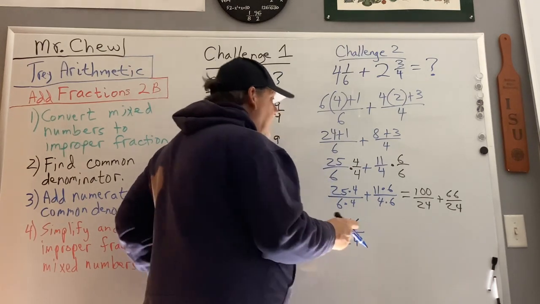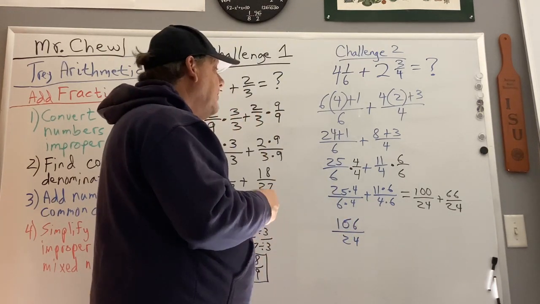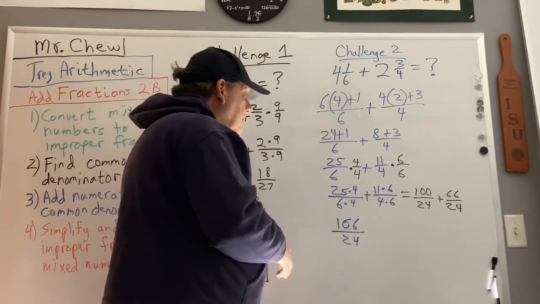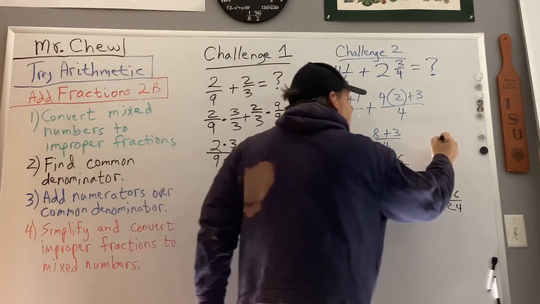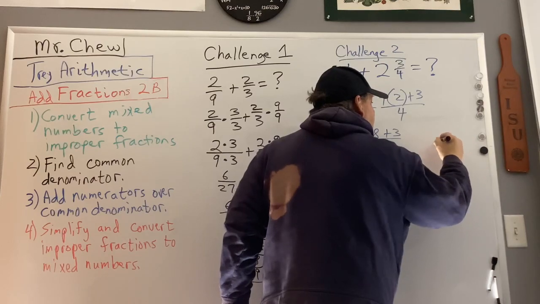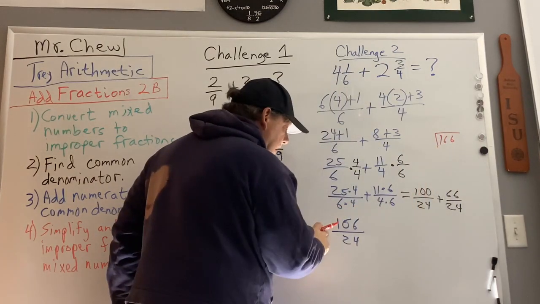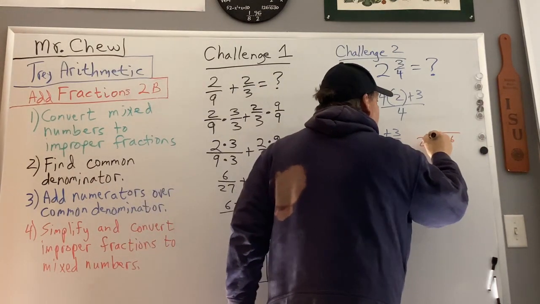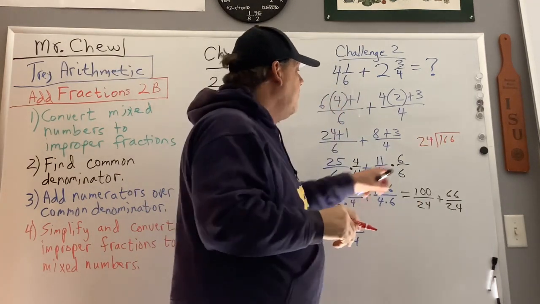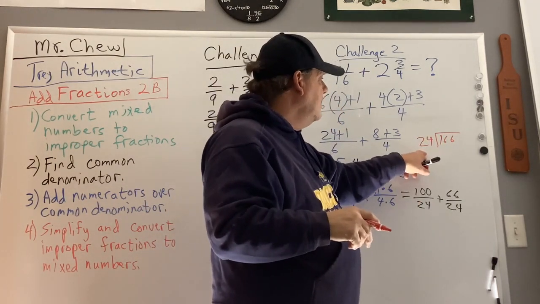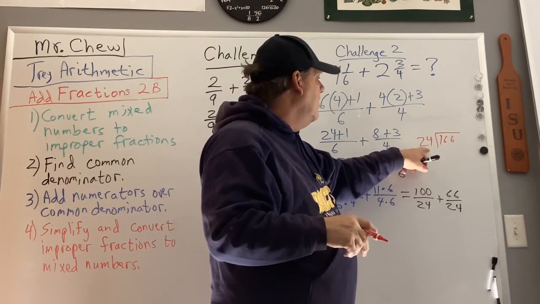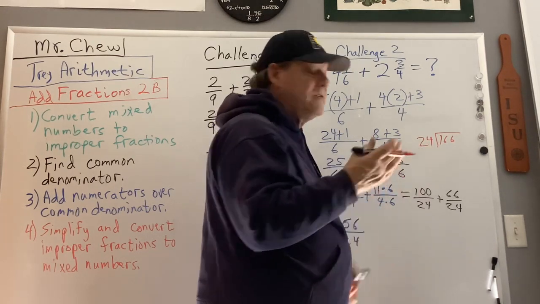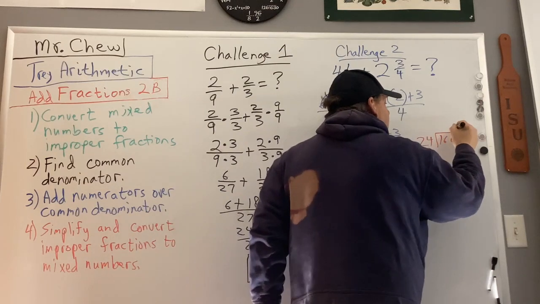And now I have to find out what mixed number this is. So I take my 166 and divide it by 24. 5 would be 120, 6 would be 144, 7 would be 168, so 7's too big. So it's going to be 6.